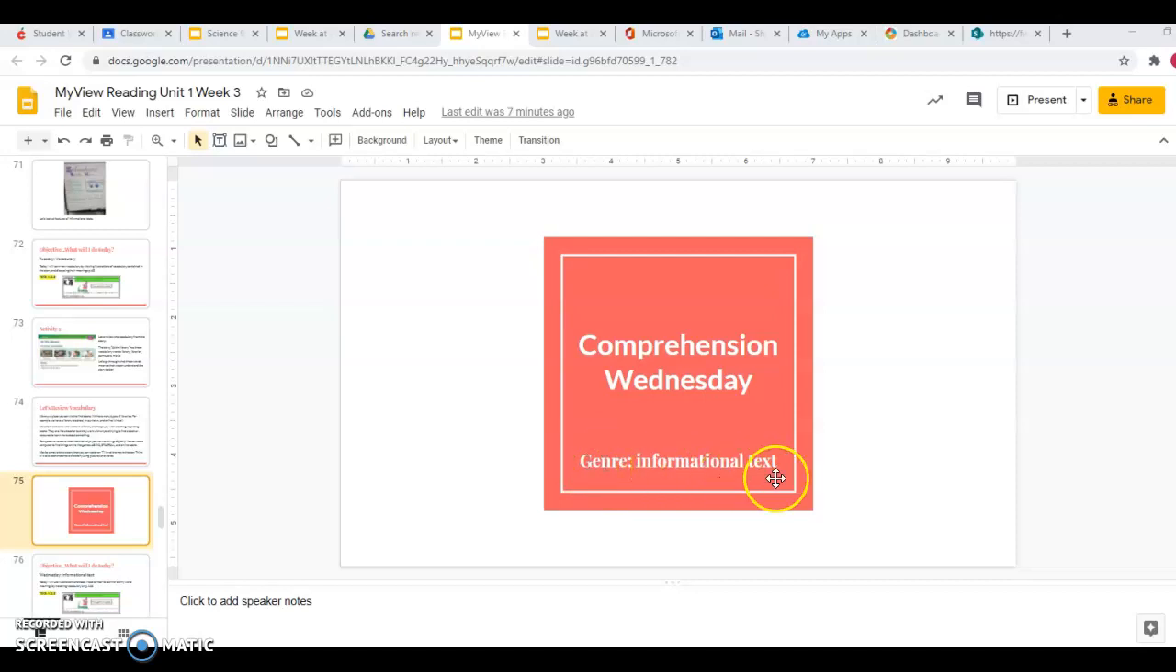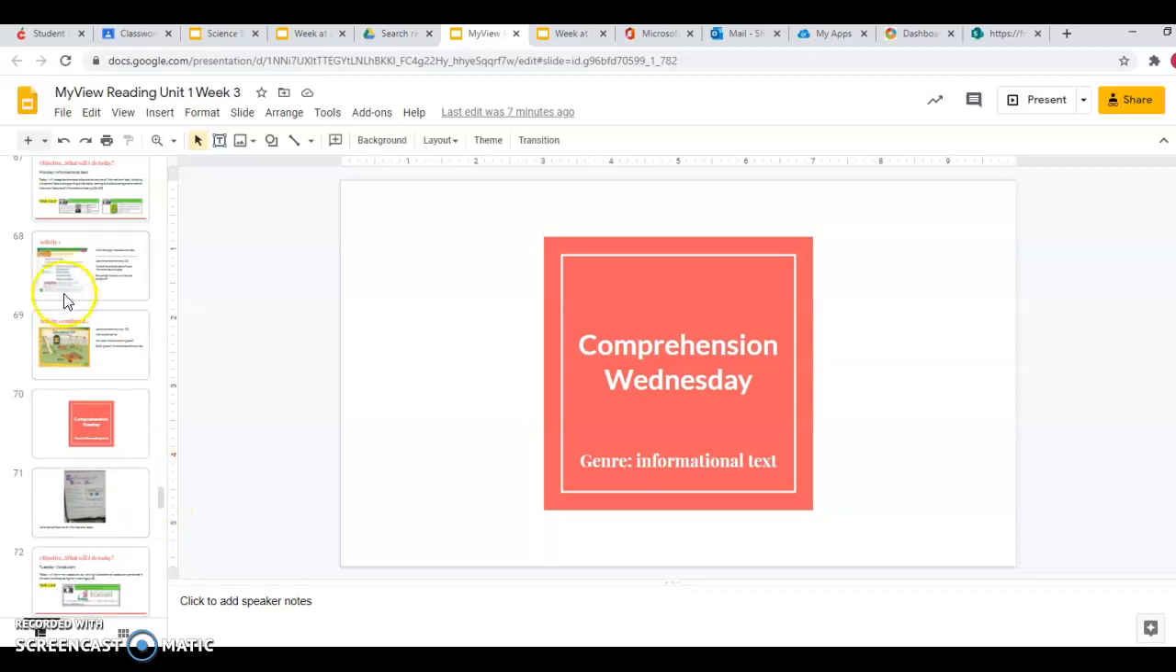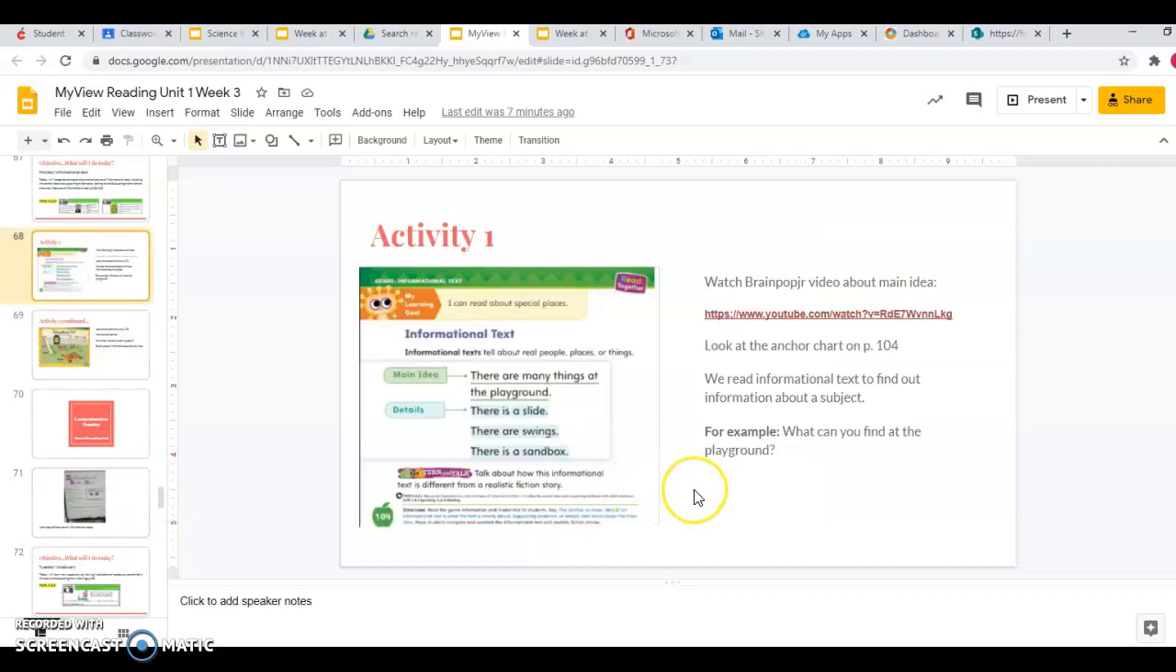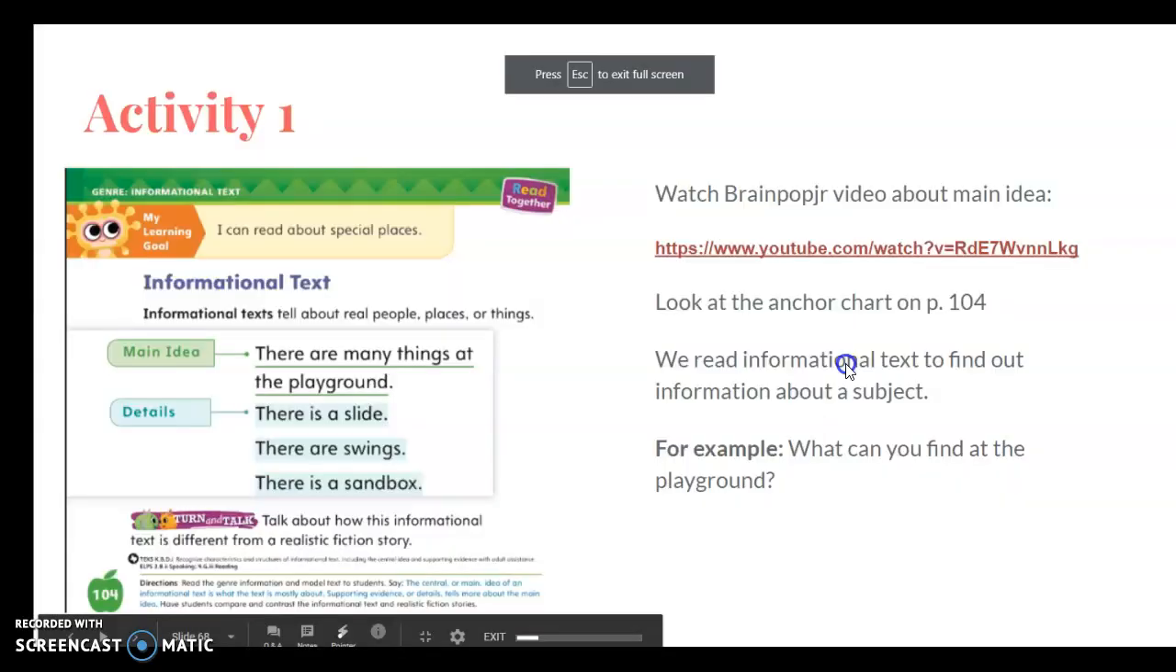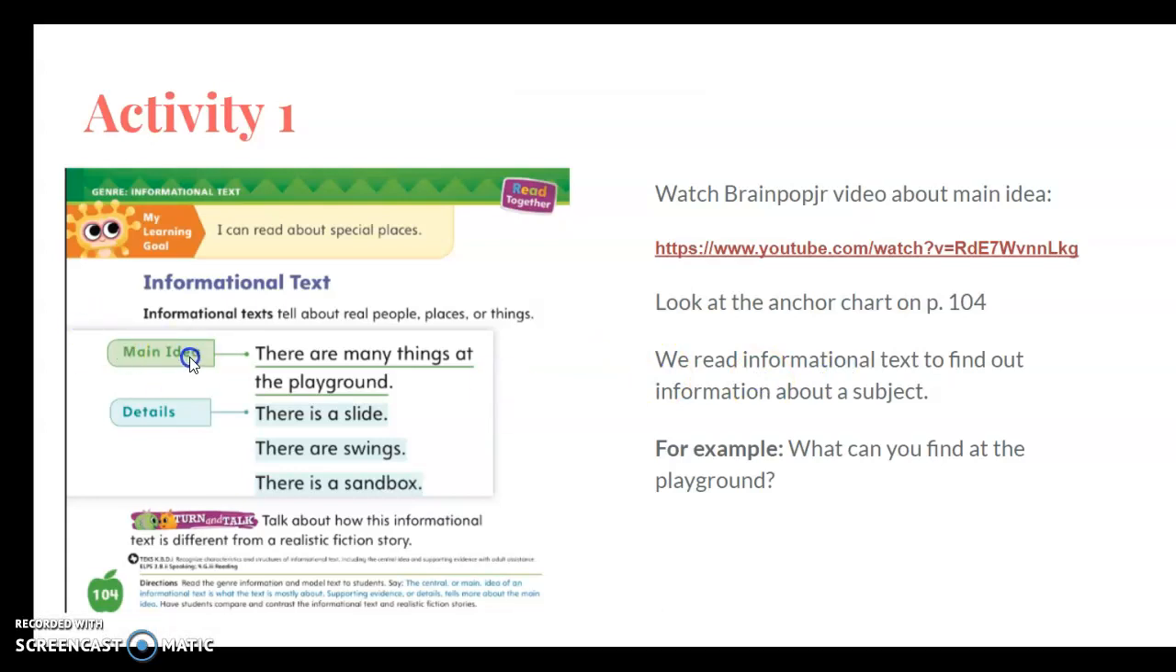Our genre this week is informational text. And I want to just go back over what informational text is. Informational texts tell about real people, places, or things. And so this week we're focusing on the main idea, which is what the story is mostly about, and the details, which are pieces of information that tell you about the main idea.